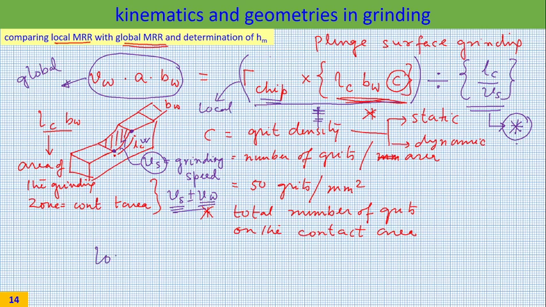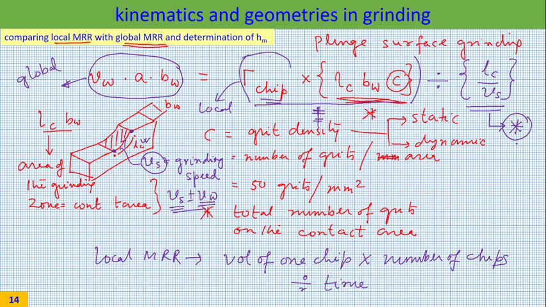For local material removal, what have I done? Volume of one chip into number of chips divided by time. This is what I have done. So volume of one chip is nothing but this, number of chips is this contact area into Lc, and time required to form the chip is Lc by Vs. This is what we have done.